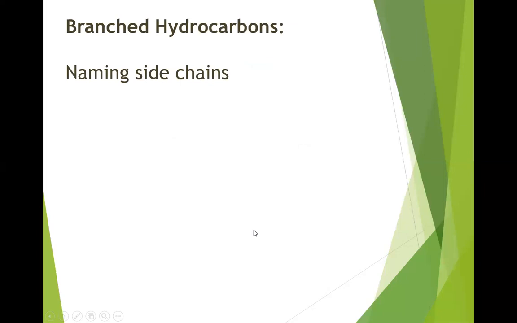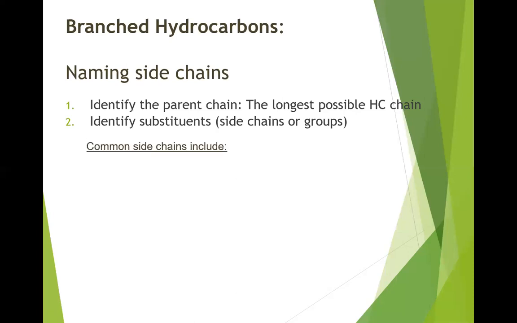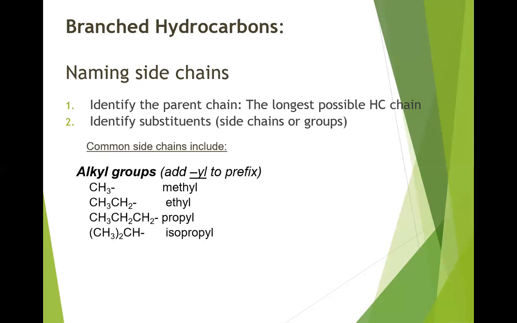All right, so let's lay our emphasis a little bit upon branch chain. Naming side chains, the first thing you have to do, based on the rules we have known in the previous classes, is to identify the parent chain, and the parent chain is the longest possible hydrocarbon chain. Number two, identify the substituents. Substituents are side chains or groups. We call them branches most of the time. The common side chain you could find commonly is the methyl family, which is CH3.